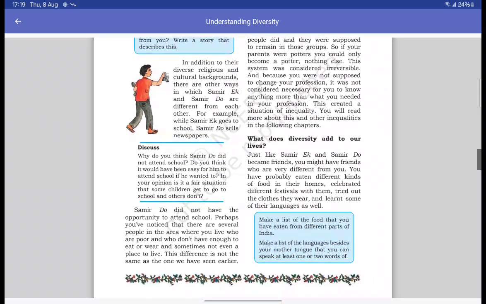This system was considered irreversible, and because you were not supposed to change your profession, it was not considered necessary for you to know anything more than what you needed in your profession. So you see how bad this system actually was. You know a profession, and you know that you will have to choose this particular profession in the future as well, right? And your children, and their children, would have to choose the same profession. So what would you do? You wouldn't even learn about anything else. You know that every other knowledge is just useless.